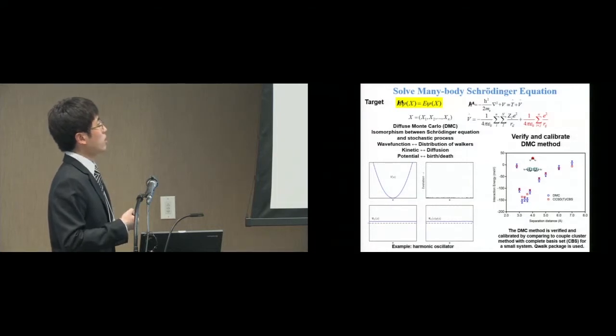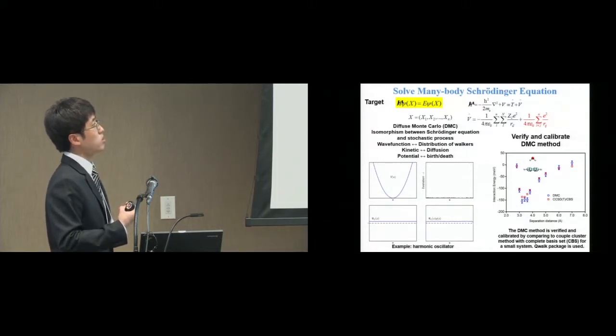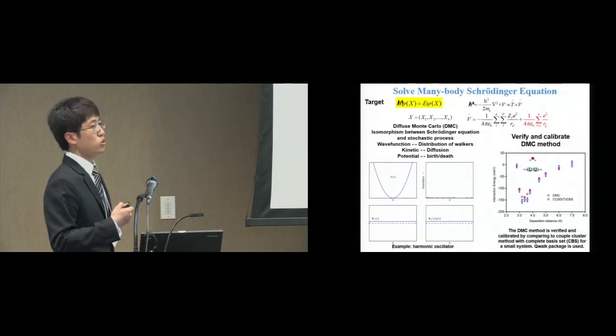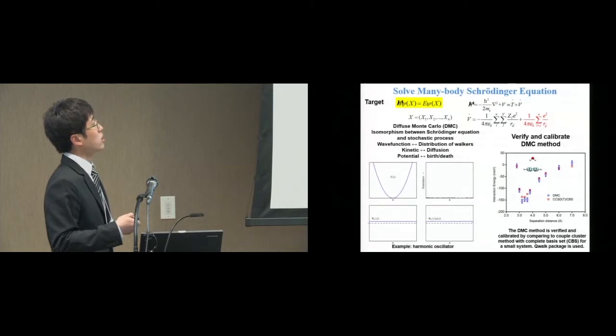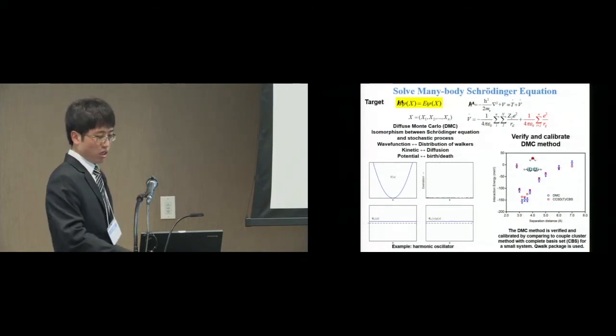So here we have a little example showing how this method works. Basically, diffusion Monte Carlo maps the wave function we are trying to solve to the distribution of the workers. It maps the kinetic operator in the Hamiltonian to the diffusion of the workers, while the potential energy maps to the birth and death of the workers.